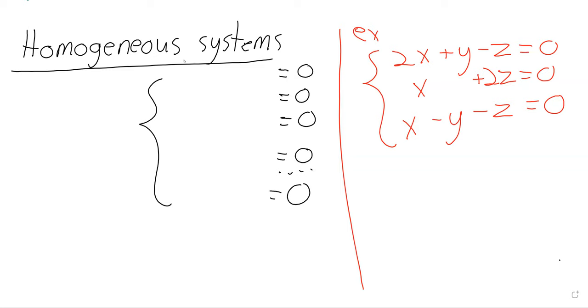In particular, looking at this system, if x equals 0, y equals 0, z equals 0, then all of these equations are satisfied. If all of the variables are 0, then these equations just become 0 equals 0, 0 equals 0, 0 equals 0.